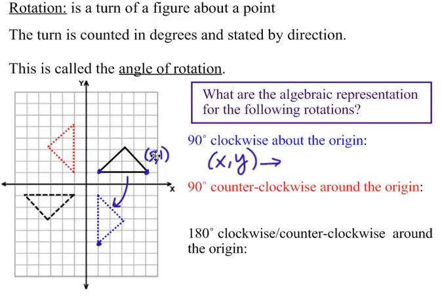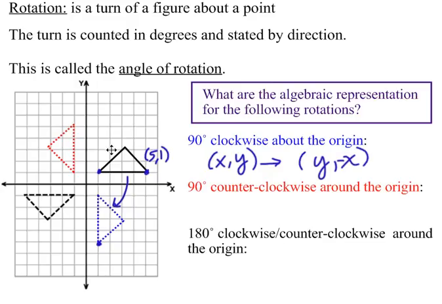We're going to take that point and go clockwise, which means it's going to drop here. We can see that the y that was originally here is now going to be in the x spot, and the x is going to go in the y spot, but it's going to become negative, so we're going to drop a negative sign there.